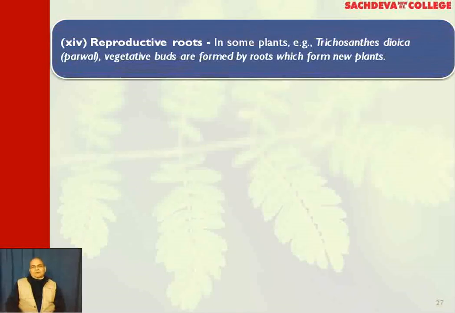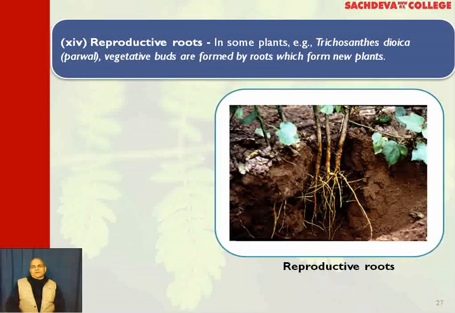Reproductive roots. In some plants, for example Trichosanthes dioica, commonly called parval. This parval is used as a vegetable. It is grown extensively in Bihar, and here the vegetative buds are formed by roots which form the new plant. Now you can see these buds developing in the roots and they are capable of producing the new plant.